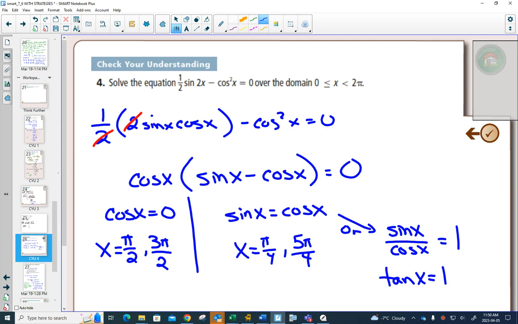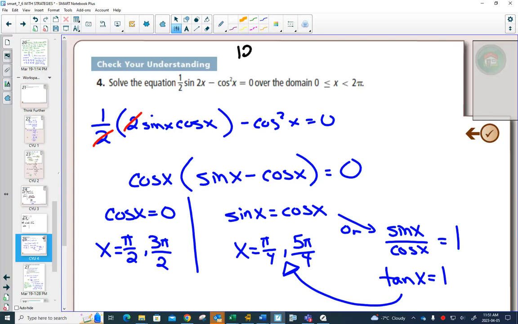And then you're asking yourself, when is tan x equal to 1? Well, that's on our pi plates as well. That's your pi over 4 family. And when is tan positive? Quadrant 1 and quadrant 3. Can you see that solving this would give you those two answers as well? So there's two ways you could solve that part.